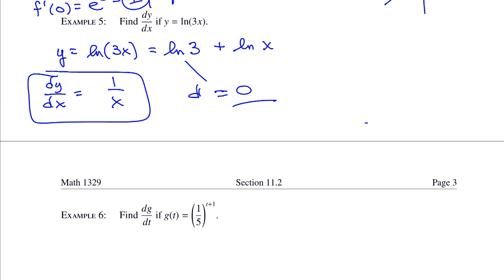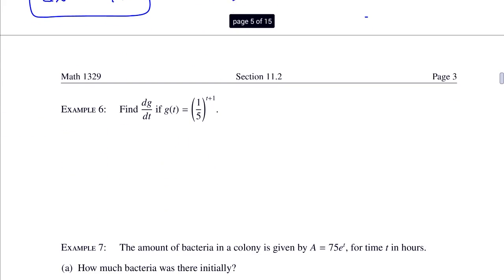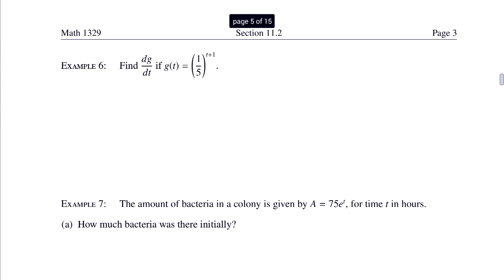All right. Example 6. Find dg dt if g of t is equal to 1 over 5 raised to the t plus 1 power. Again, we have an exponential, we have a base and an exponent, but the exponent is not just the variable t, it's t plus 1. So we can't quite do this one. It doesn't quite follow the rule. It has to follow the pattern exactly.